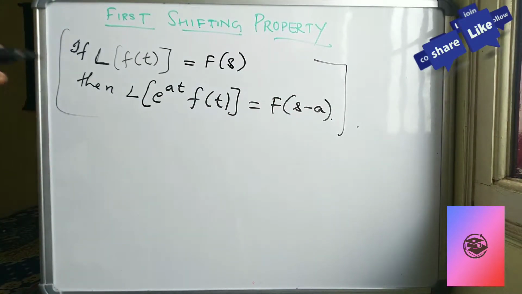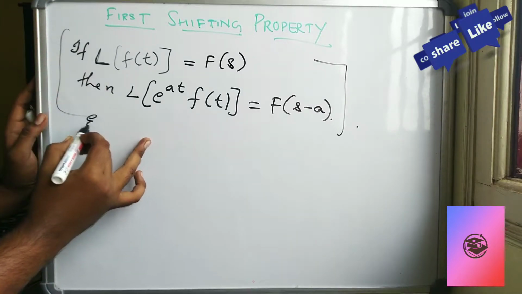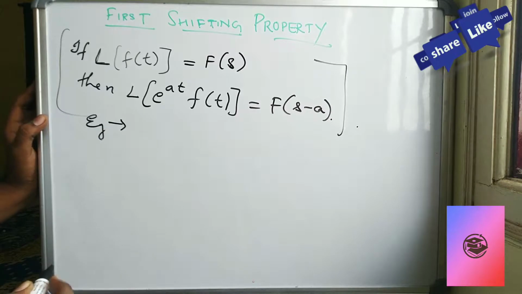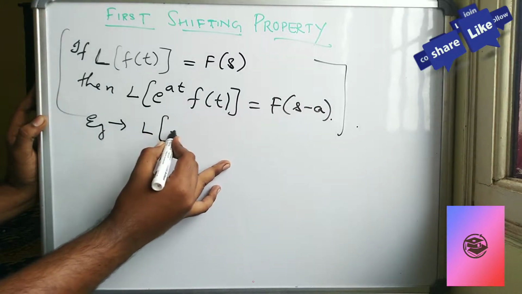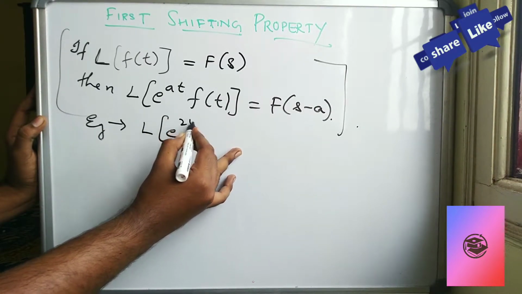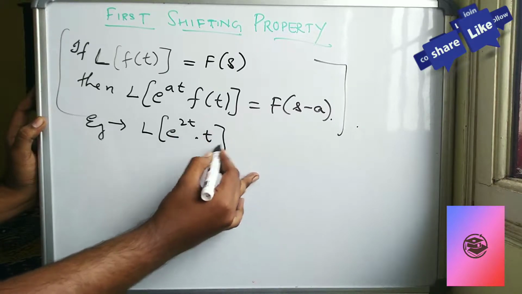So we'll try to analyze this first shifting property by taking one simple question so that you'll be thorough with this. Let us take one example. Suppose I take Laplace transform of e power 2t into t.